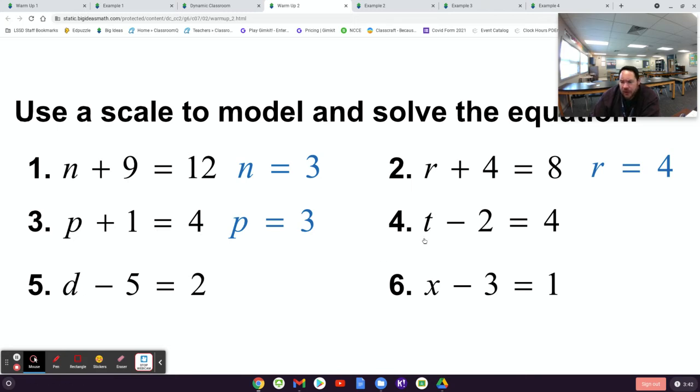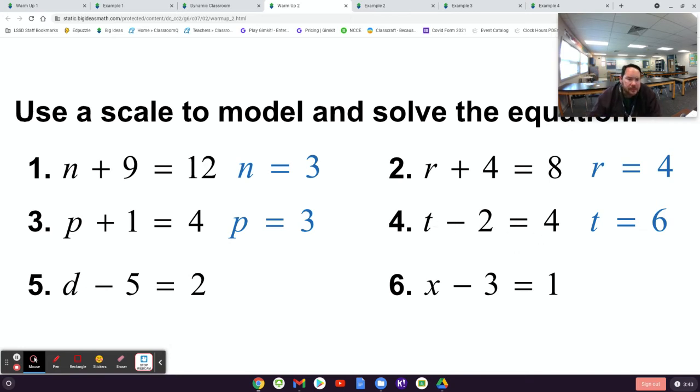Okay, for number 4, what are we going to have to do to solve number 4? Yes, because it's a subtraction problem, we need to add to solve it. So you're going to add 2 to each side, and you're going to end up with t equals 6. So when you add 2 here, this minus 2 will go away, and this 4 becomes 6. So t equals 6. You can check it. 6 minus 2 does equal 4.